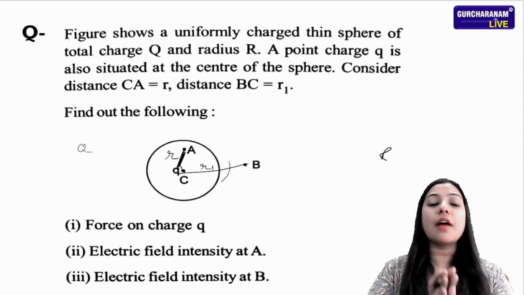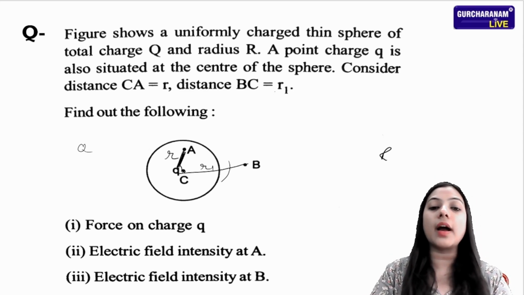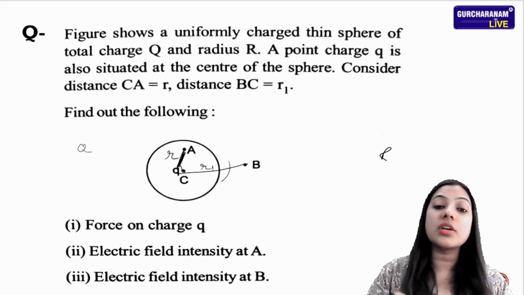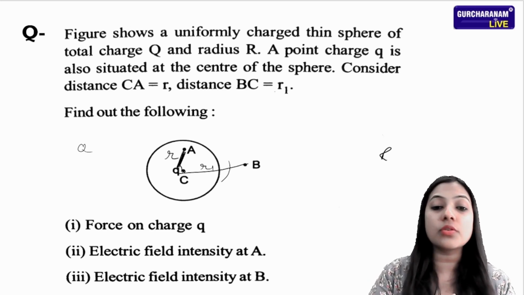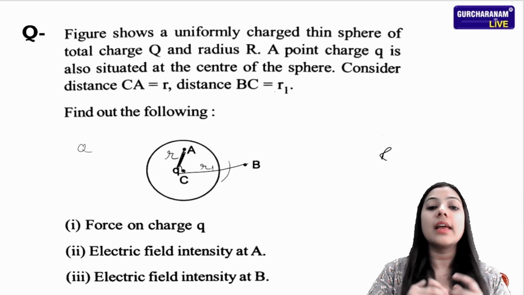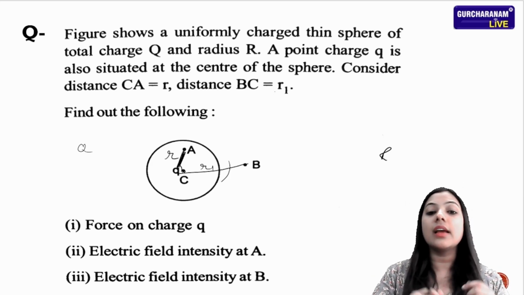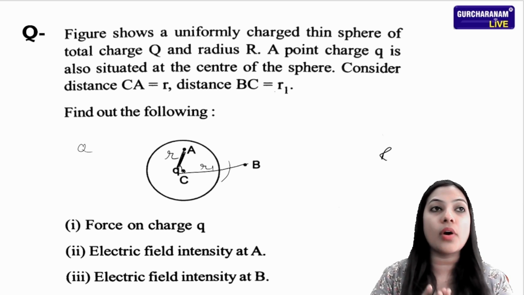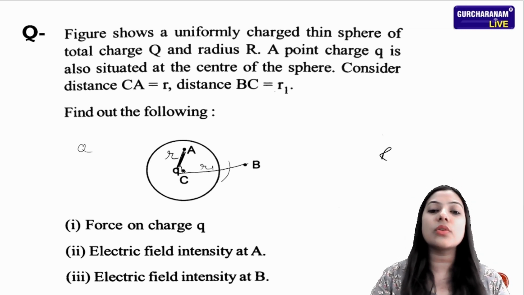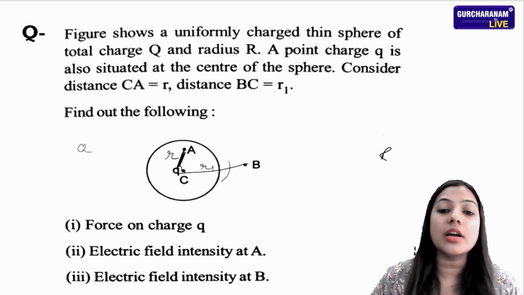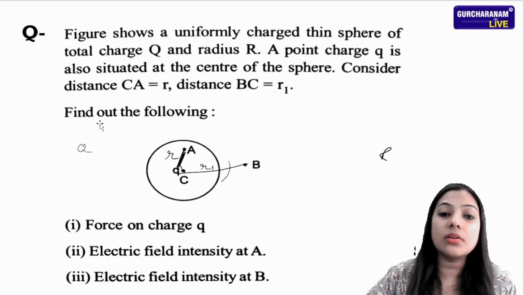So what do we have to find in this question? First, the force on charge q. Second, the electric field intensity at point A. Third, the electric field intensity at point B. You can say that the force on charge q is 0.